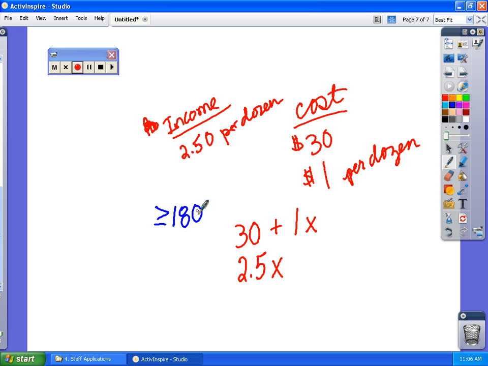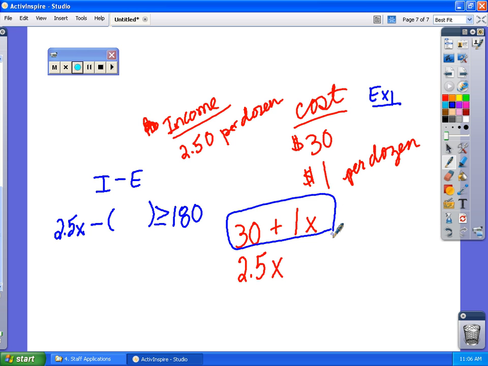So how do they make profit? Well, profit is the income minus the expenses. And expenses is just another name for the cost, what it's going to cost them. Well, the income would be $2.50x, and I'm going to subtract. But remember, I'm going to subtract this whole thing. So this right here was how much they're going to spend. So I'm going to put 30 minus the whole thing, 30 plus x. Now, when I distribute the minus sign, you're going to get 2.5x, or 2 and 5/10 x, minus 30. And then I'm distributing it to both. Minus x is greater than or equal to 180.